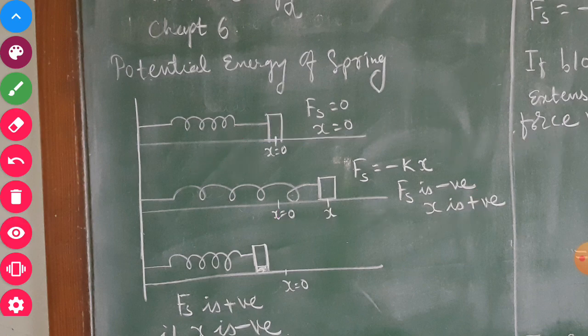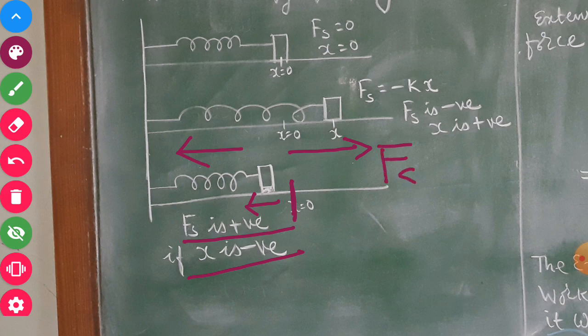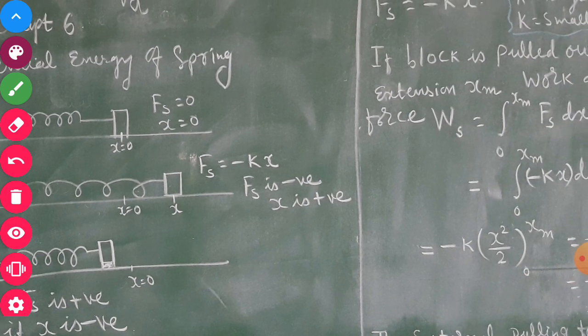Okay, now you consider the next phenomena in which the spring is compressed. It is taken from this x is equal to 0 position to left hand side. Then displacement is negative, then spring force will be positive, or displacement is in this direction, then the spring force is in the right hand direction. Again they are opposite to each other. Okay, so this can be understood easily.